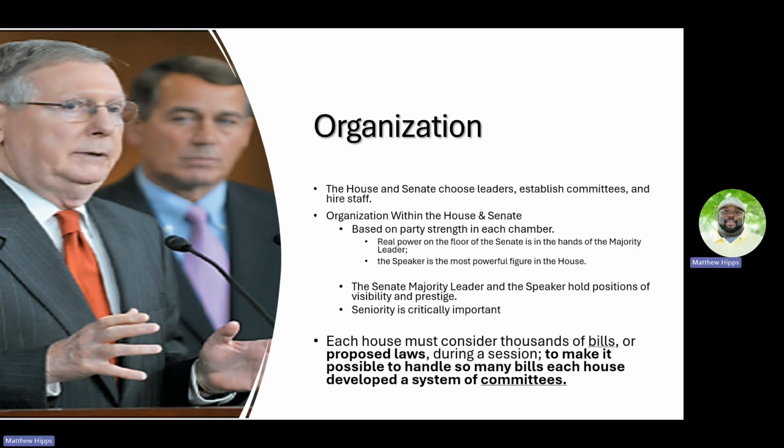Committees also allow members of Congress to develop expertise in specific policy areas. Remember, it's really, really hard to expect a member of Congress to be an expert in every area that they might encounter in their daily work as a member of Congress. Finally, committees help them to filter bills, helping them to decide which proposed bills, remember there are thousands and thousands of them, receive consideration and then potentially become the law.